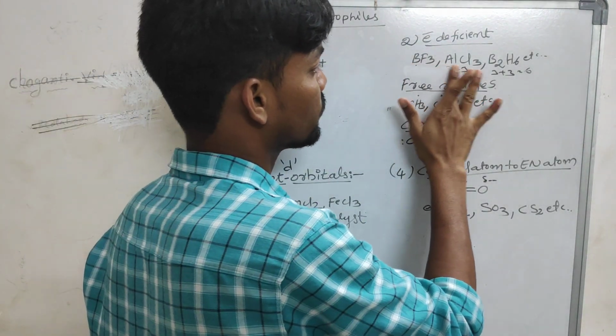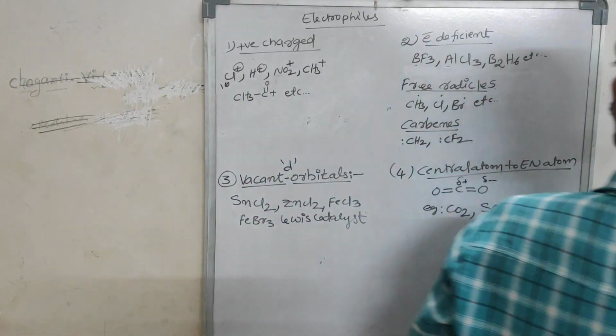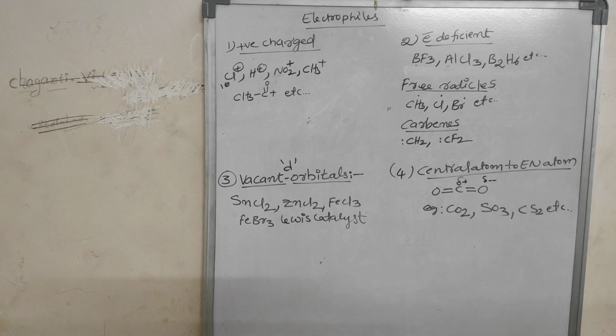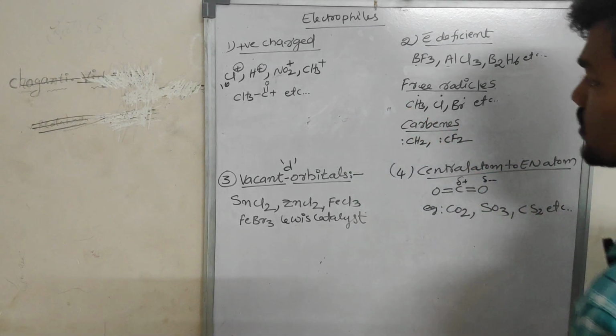So electron deficient compounds are electrophiles. Over. Next, coming to the free radical. Free radical means free radical. Here the CH3 free radical will be there. How many electrons are there for this one?